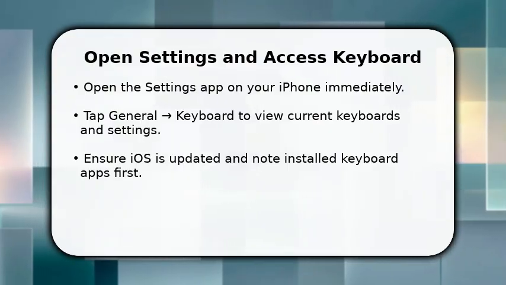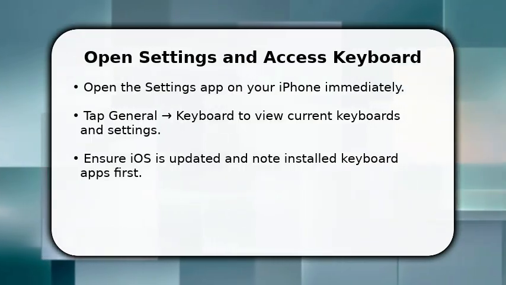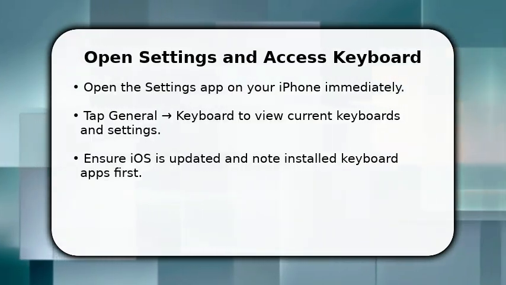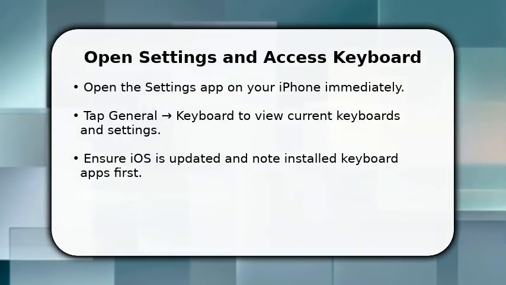You start in Settings, open the app and go straight to General, then Keyboard. You do this because iOS centralizes input options here. Once you tap Keyboard, you'll see active keyboards and key settings.